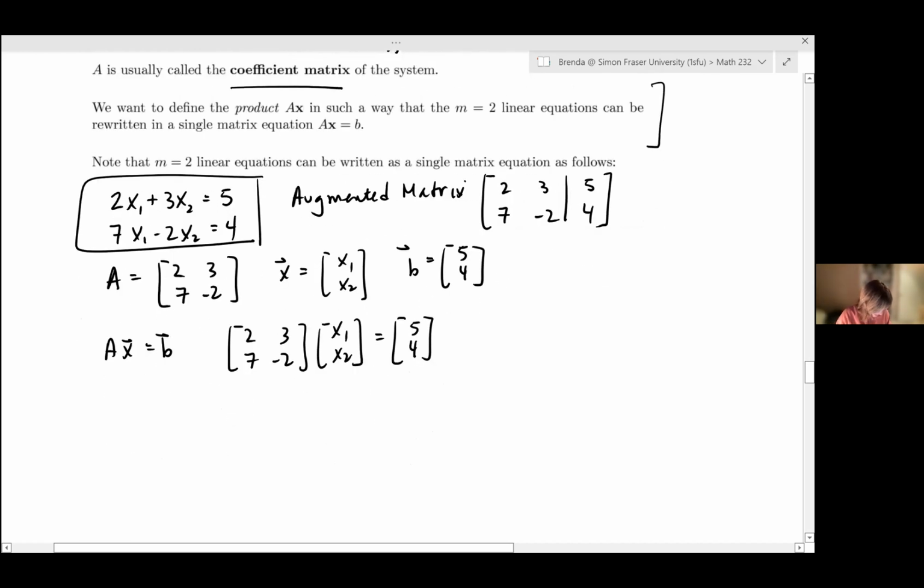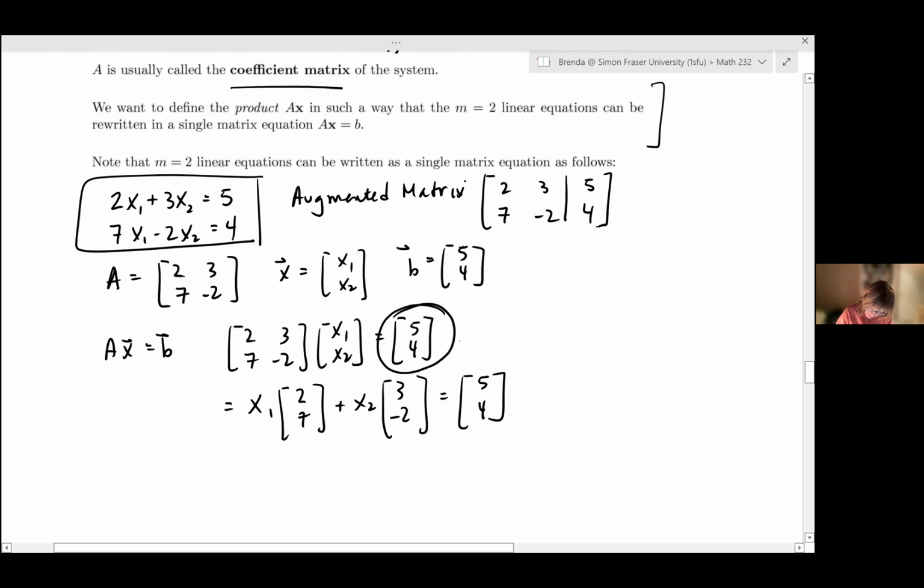We can think of it like this, as x1 times the first column plus x2 times the second column is equal to this vector here, which I put here, as a linear combination of the columns of A. These are the columns of A. And what we're doing is taking a linear combination of the columns of A.